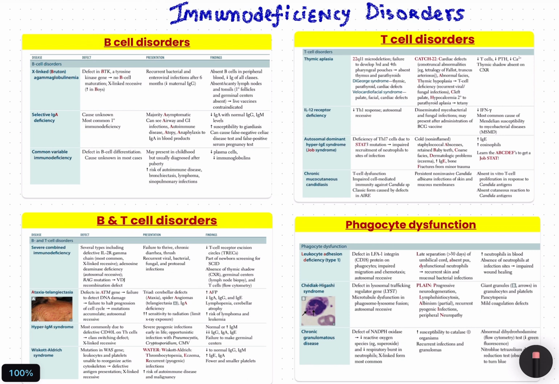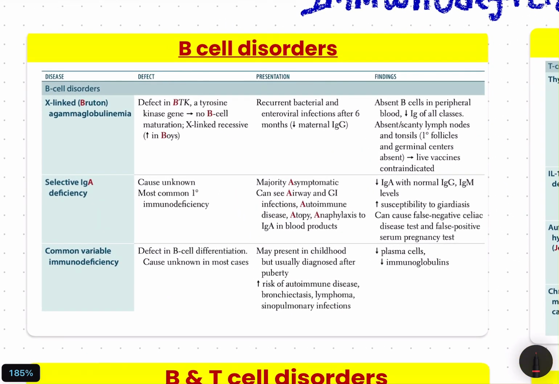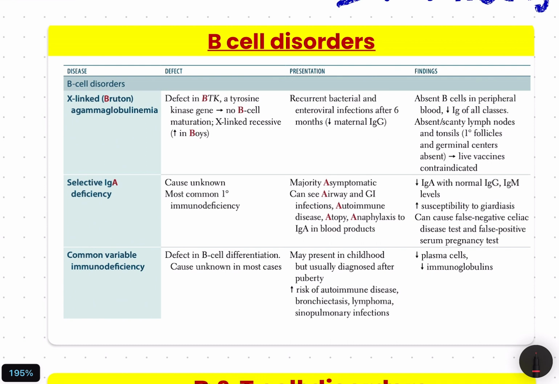So the first thing that we are going to discuss here is the B cell disorders, which are causing immunodeficiency. If you see the B cells, we have the pro B cells here, and these pro B cells are matured. For their maturation, one gene is needed, that is the BTK gene, Bruton tyrosine kinase gene. And once these B cells are matured, these matured B cells will then be converted to plasma cells.